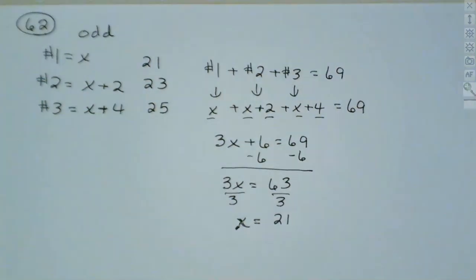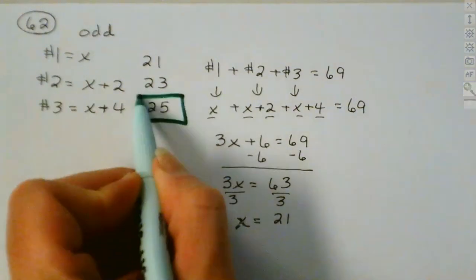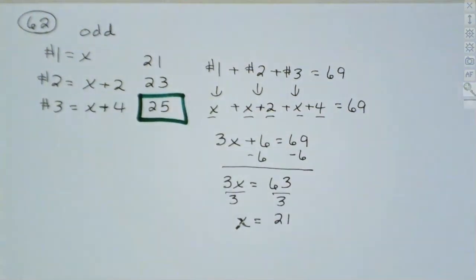25. Now, what does it specifically want? It says, what is the third of the 3 odd integers? So the third number here would be the 25. And you can write them all down. If you wrote all 3 of them down, that would be fine. As long as you write somewhere down the 25. You can put them all down or just write down the 25.